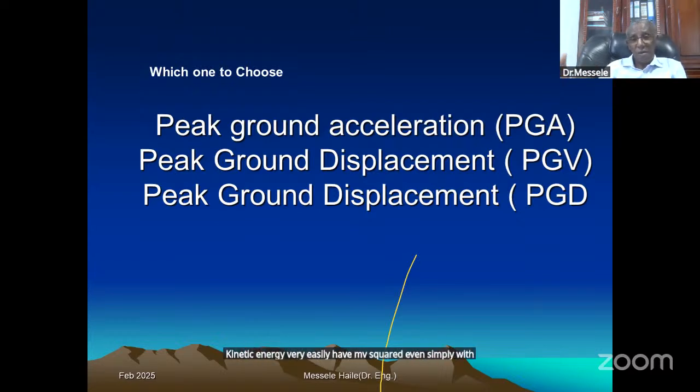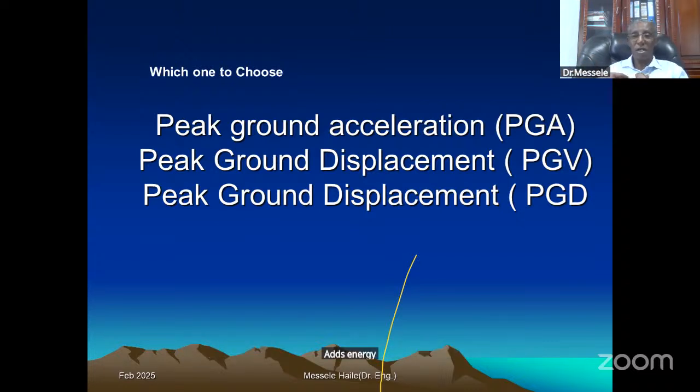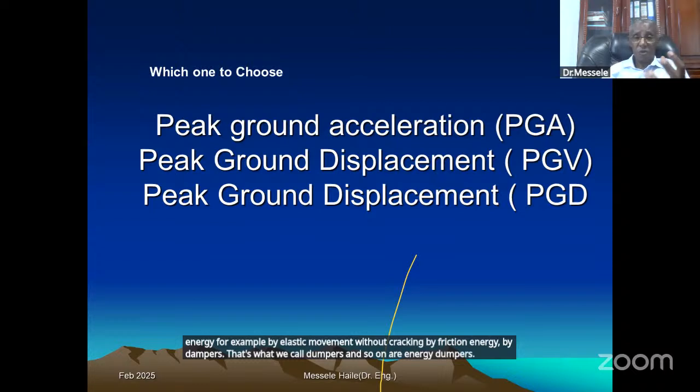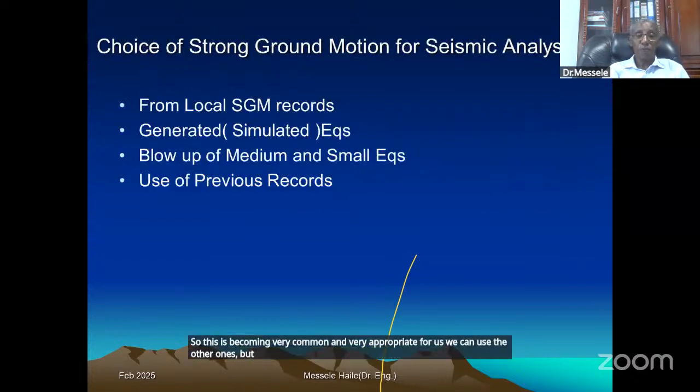So if we design by energy method, which is now developed, it's not in the course, but which is developed, then we have better understanding, because earthquake emanates energy into our building. It adds energy to our building. So our design should be how to get rid of that energy. For example, by elastic movement without cracking, by friction energy, by dampers. That's what we call dampers, and so on, are energy dampers. So this is becoming very common and very appropriate for earthquake. We can use the other ones, but that is more appropriate.